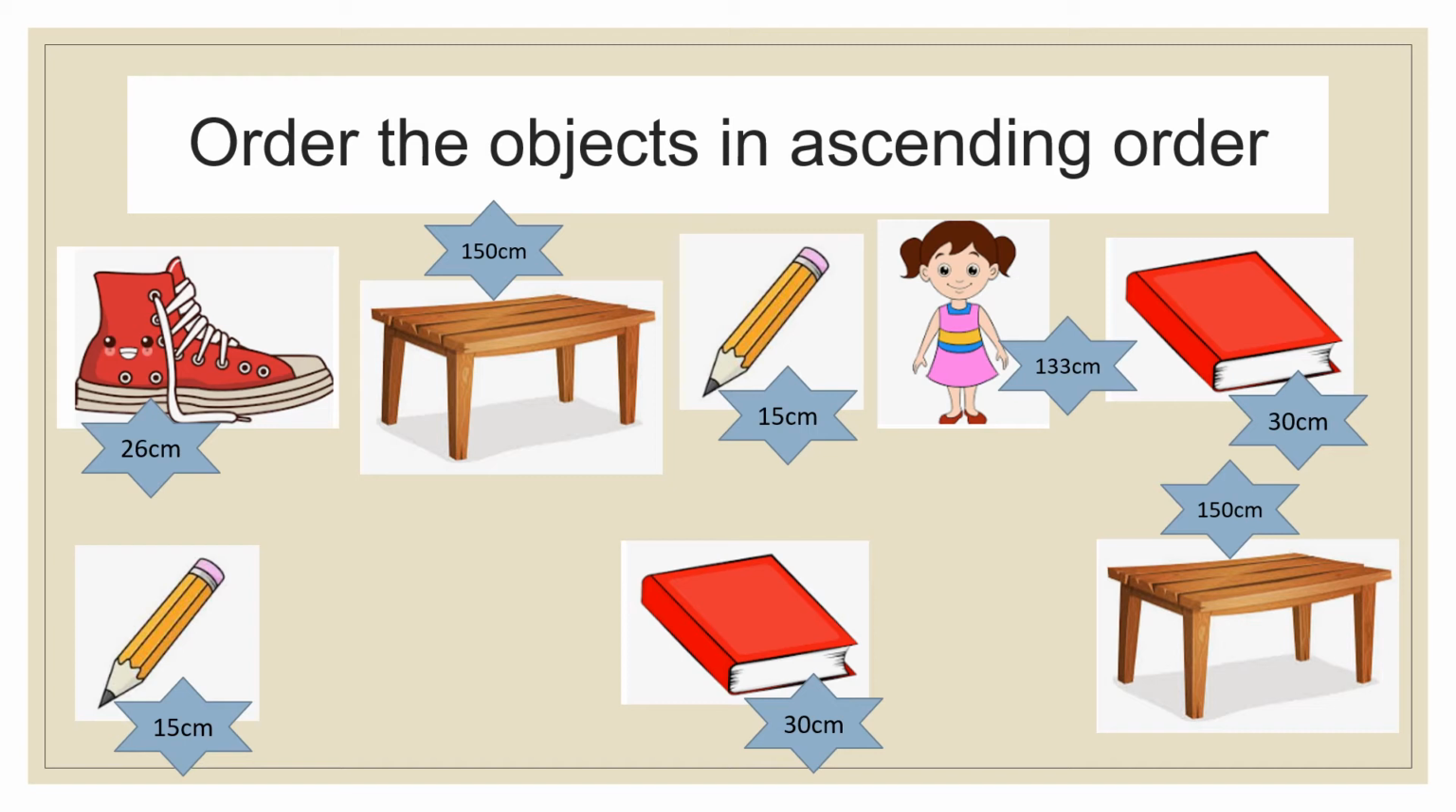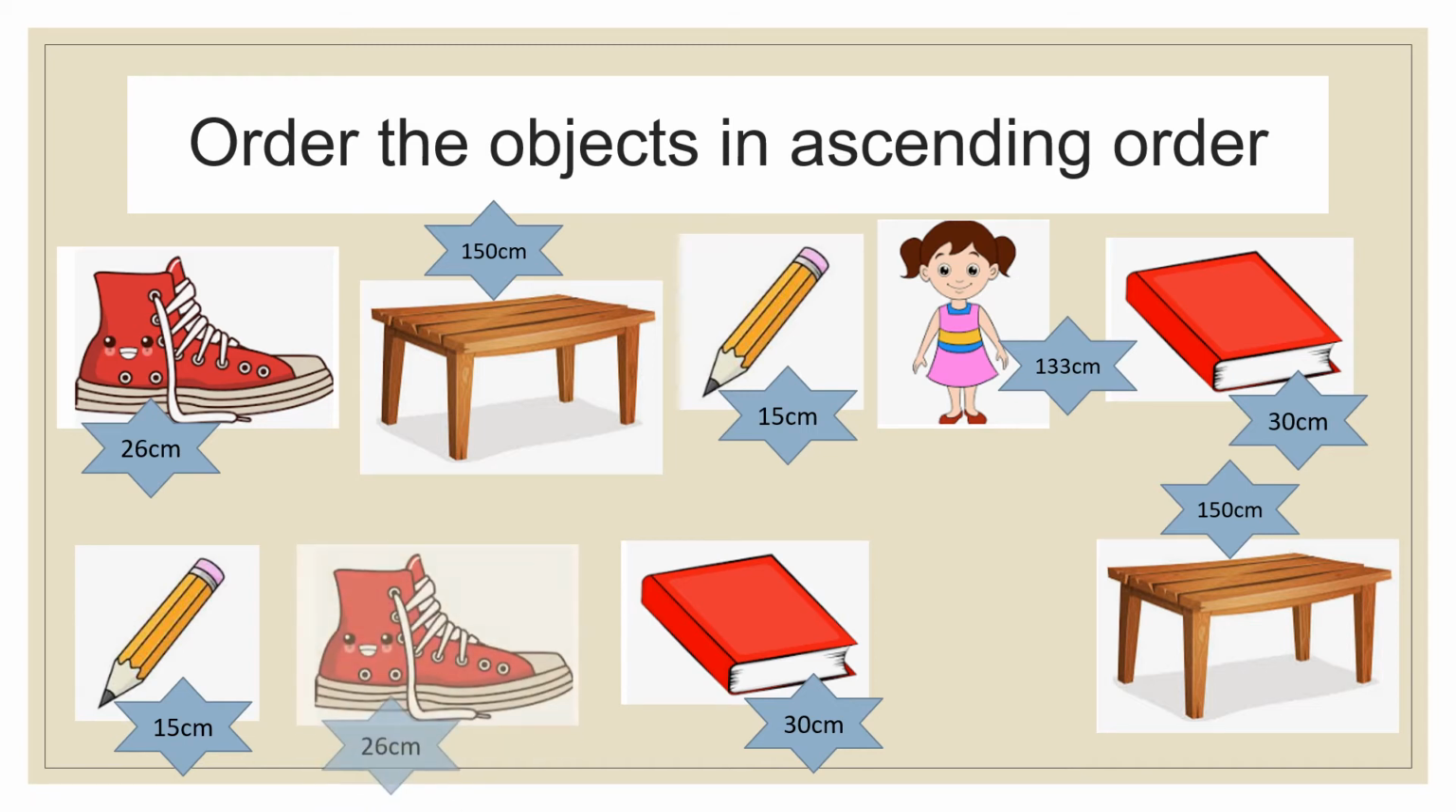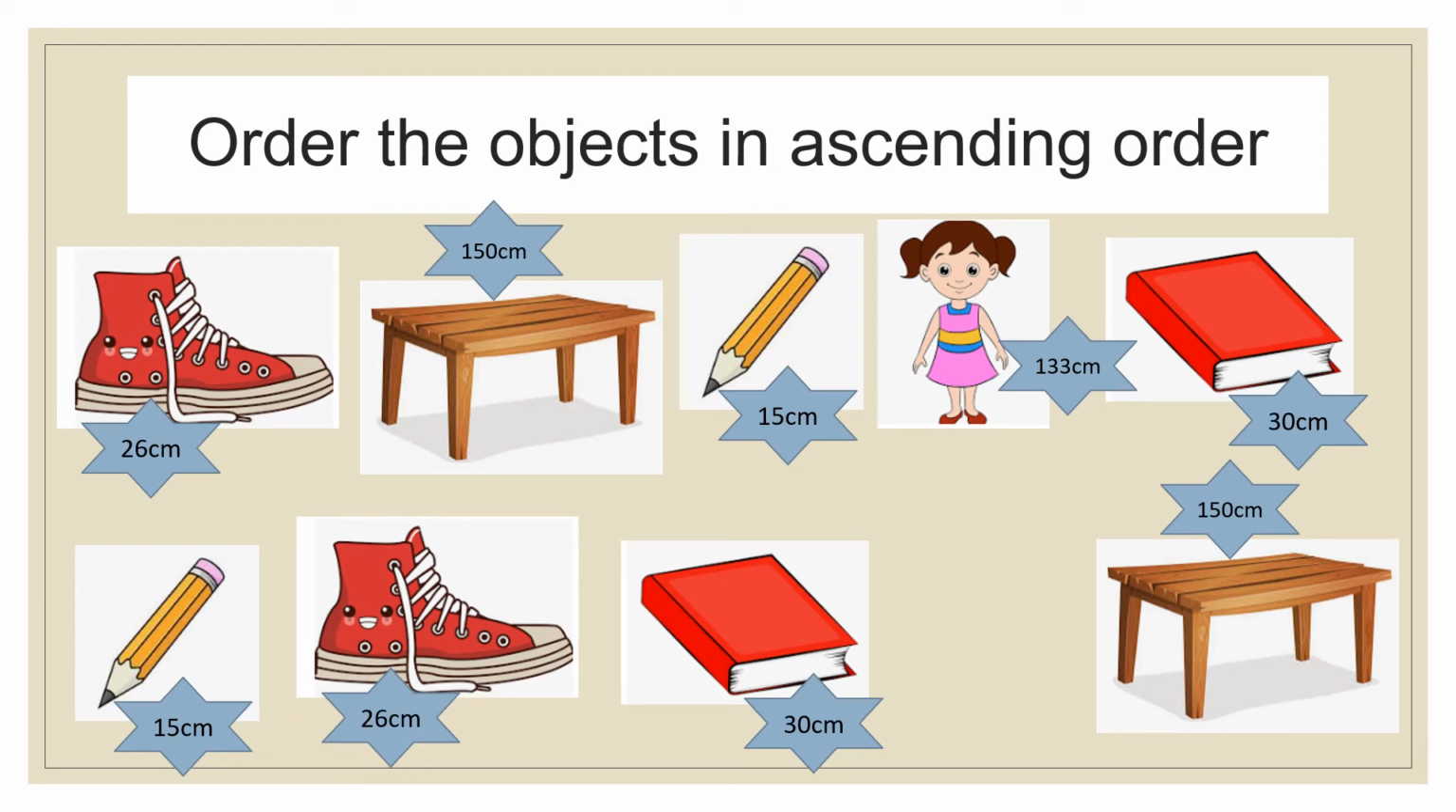I wonder where I should position the shoe. Is it bigger than the book at 30 centimetres? No, it's not. It is smaller than the book at 30 centimetres, but it is larger than the first object, which is the pencil, at 15 centimetres. So I'm going to place my trainer between the pencil and the book.